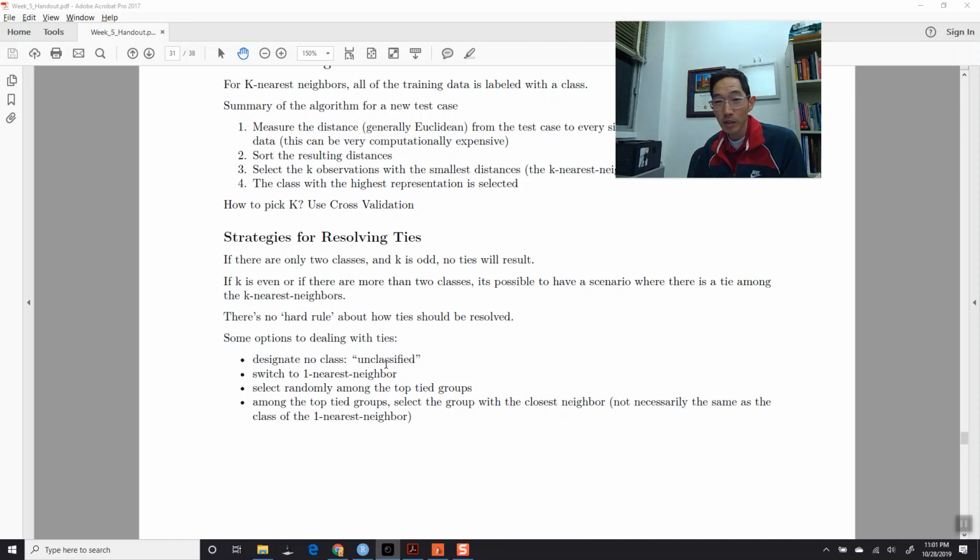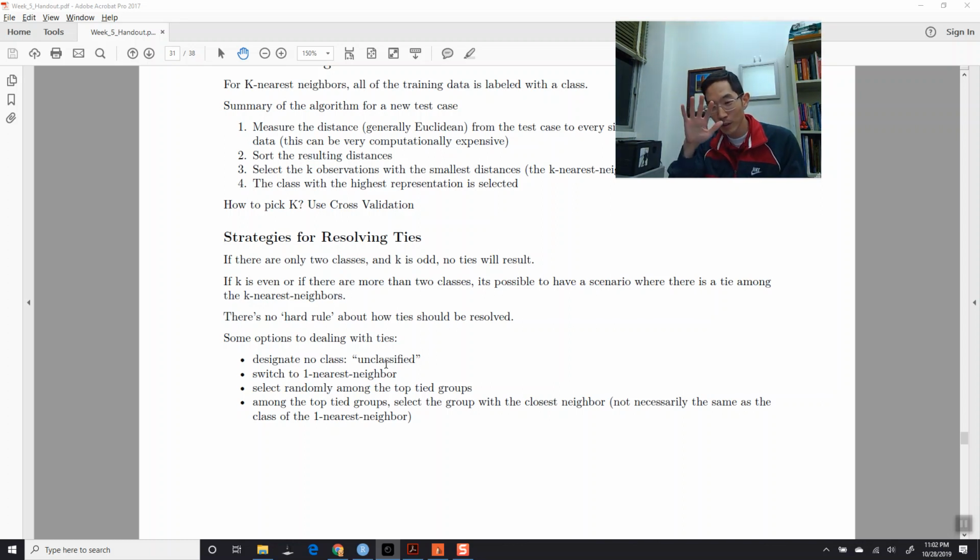You can randomly select among the top tied groups. So if you have 2 A and 2 B, you can just flip a coin and say, all right, we're going to go with A, or we're going to go with B here. Or you can say among the tied groups, select the one with the closest neighbor. That's not necessarily going to be the class of the one nearest neighbor.